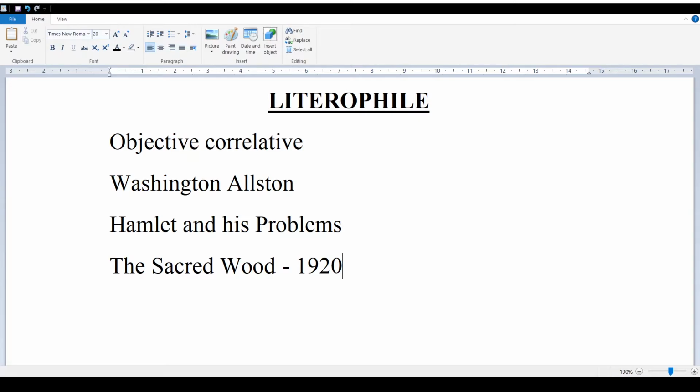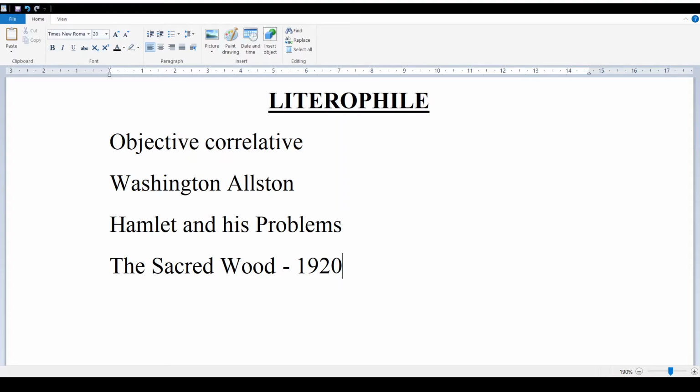Now, let us look at how T.S. Eliot himself defines this concept, objective correlative. This is how he defines it: a set of objects, a situation, a chain of events, which shall be the formula of that particular emotion, such that when the external facts which must terminate in sensory experience are given, the emotion is immediately evoked.